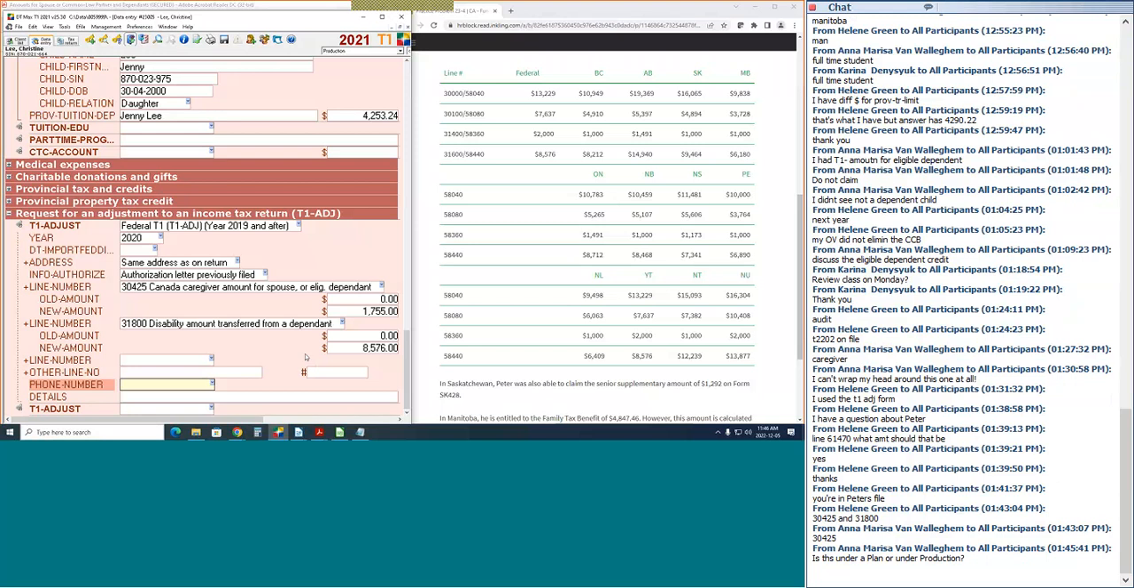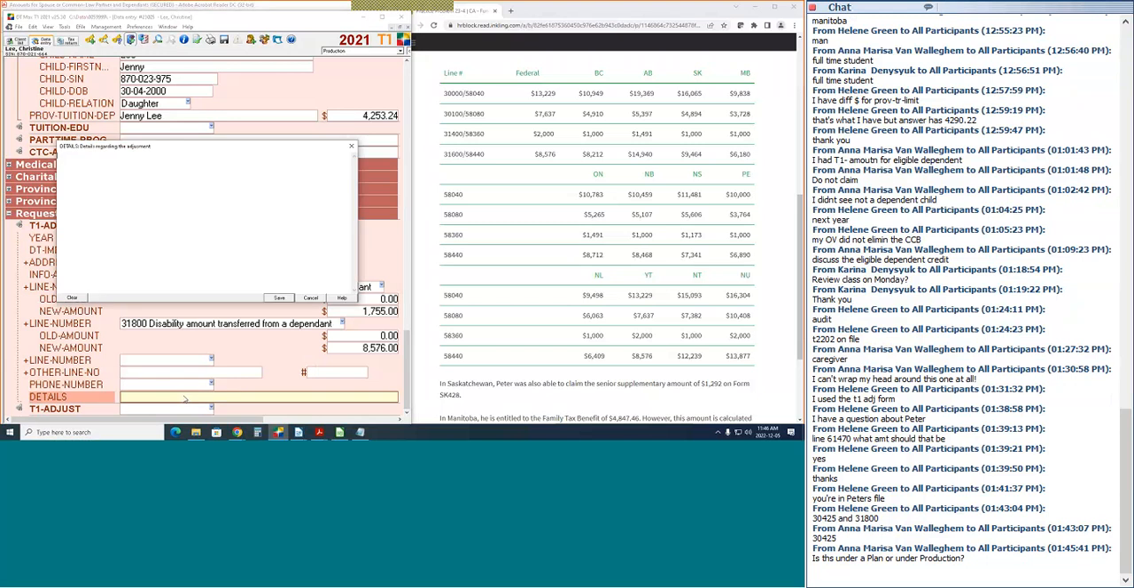So this goes there. Okay, phone number we're going to leave blank. Then we need details. For details, we need to explain to the CRA what we are doing. So we're going to say, please adjust this return to allow the disability transfer from Christine Lee's father-in-law who lives with her. I don't mind a little extra detail.